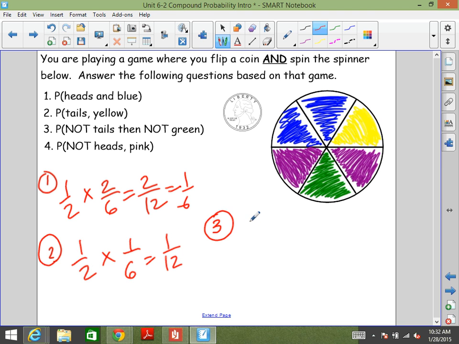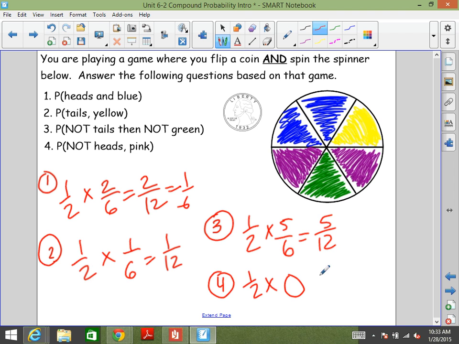Okay, number 3, probability of not tails. That means heads then. What's the probability of heads? And then not green. And we get 5 out of 12. We're getting close to half on that one, aren't we? Okay, number 4, not heads. That means tails then. 1/2, and then pink, which equals not possible to get both. All right, that was yesterday's work that you did.